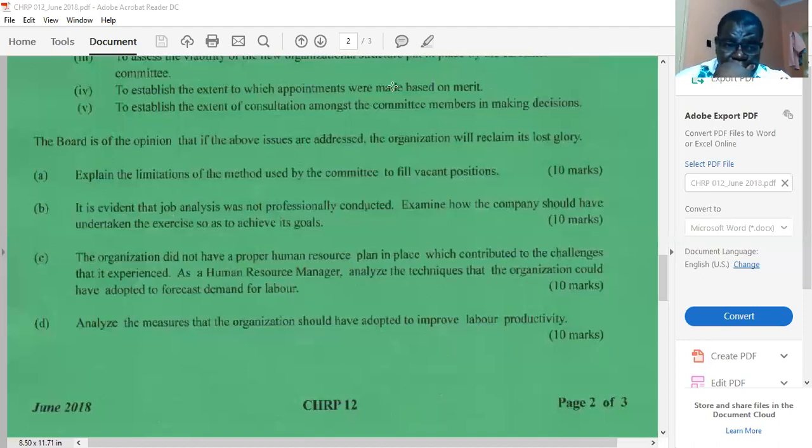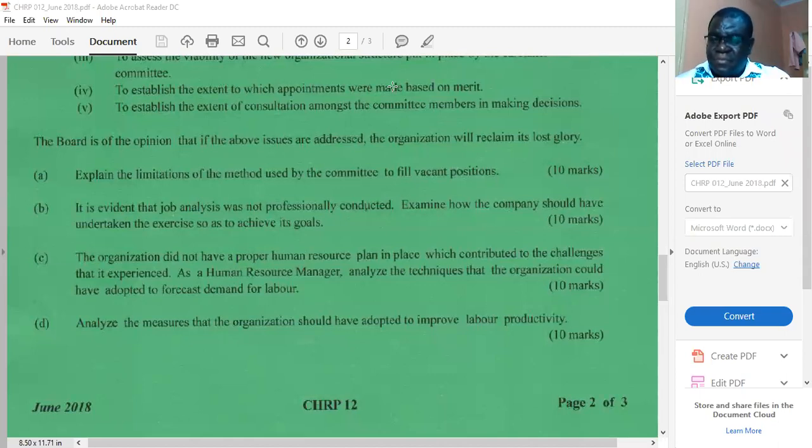The organization did not have a proper human resource plan in place, which contributed to the challenges that it experienced. As a human resource manager, analyze the techniques that the organization could have adopted to forecast demand for labor. You notice this is a very common question. In fact, it recurs in the three papers that we've looked at: the methods used to forecast demand for labor in an organization.